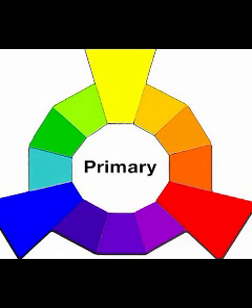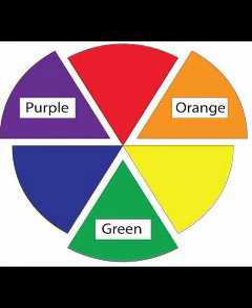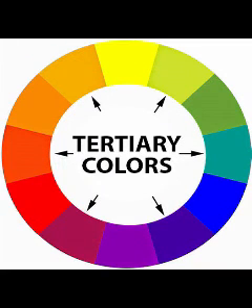Red, yellow and blue are the primary color. Now secondary colors. Orange, green and violet are the secondary color. We can create secondary color by mixing two primary colors. If you will mix one primary and one secondary, then you will get tertiary.